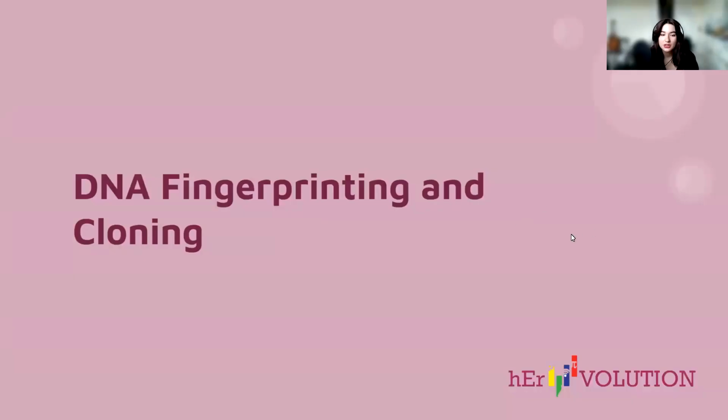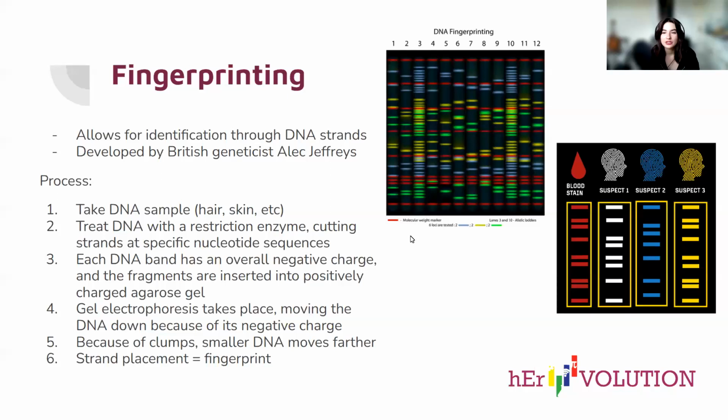Then DNA fingerprinting and cloning. So DNA fingerprinting is essentially using sequences of DNA to identify people or identify things that have DNA. So it also allowed for identification of people and criminals through DNA strands. It was developed by the British geneticist Alec Jeffreys.